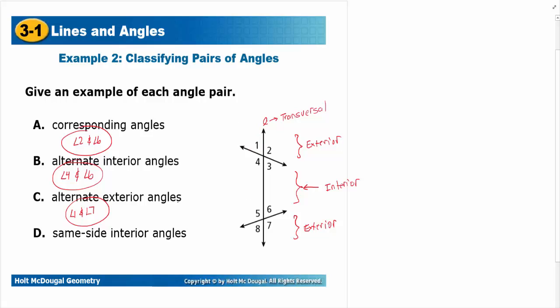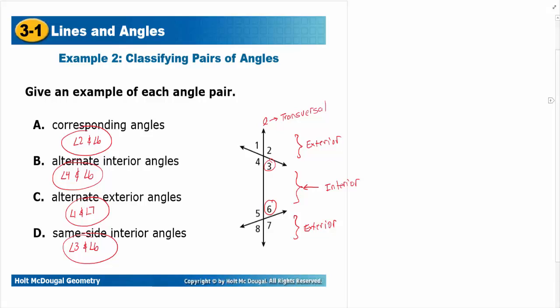And then D, we have same side interior. So I'm going to pick an angle on the interior. I'll pick 3. And it has to be on the same side of the transversal. So on the right hand side, there's only one other interior angle that's on the same side, and that is 6. So angle 3 and angle 6. So those are going to be my same side interior angles.